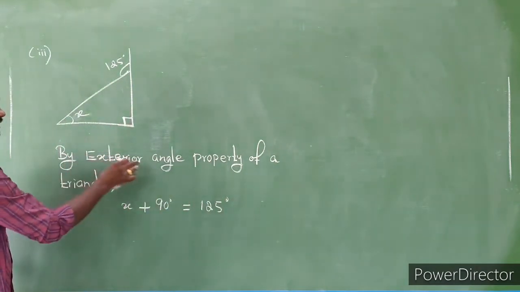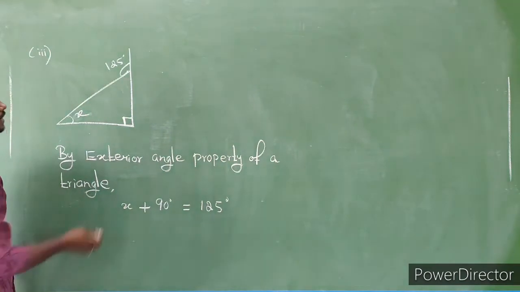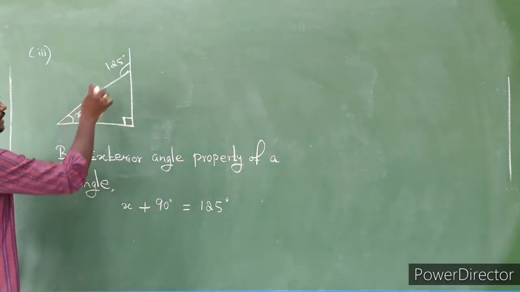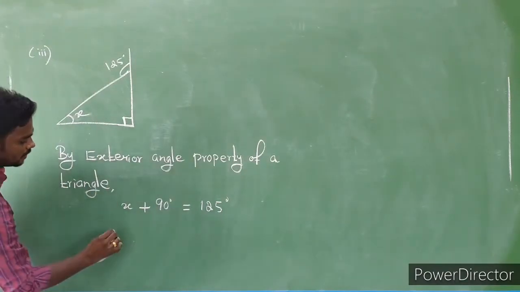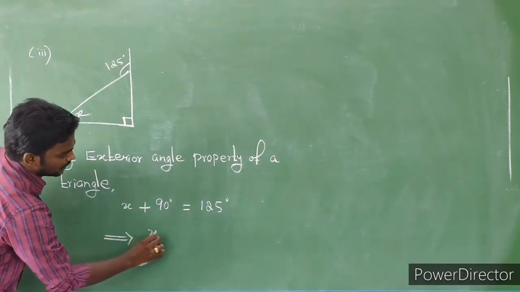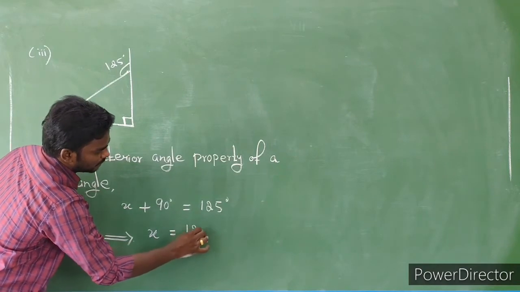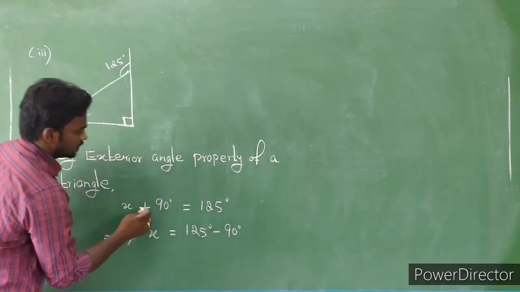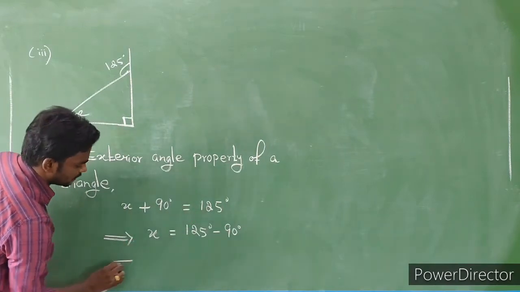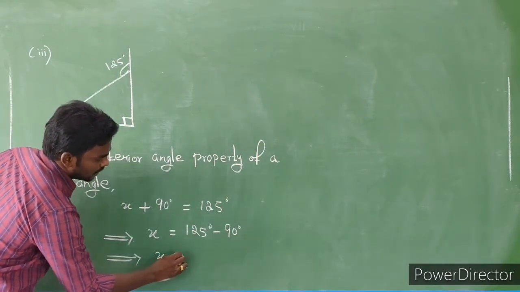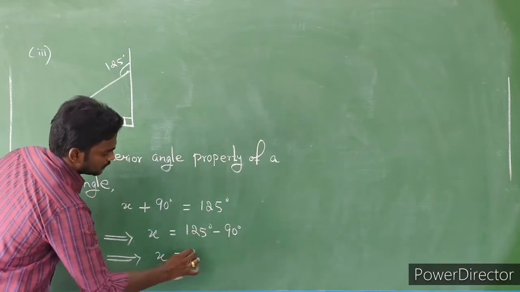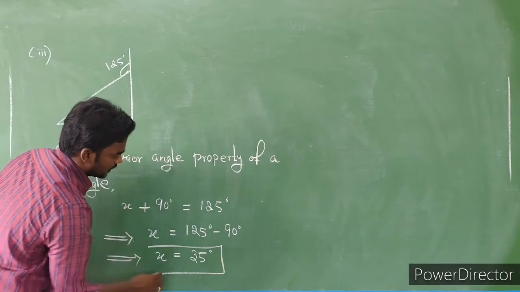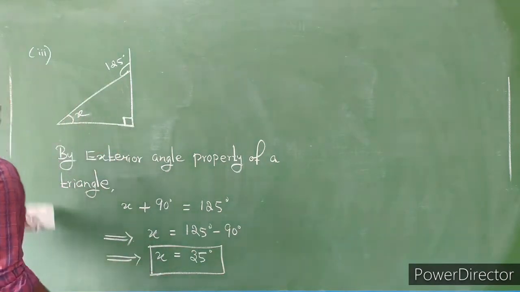So by exterior angle property of a triangle, x plus 90 degree, the sum of interior opposite angles, is equal to the exterior angle. Implies that we keep the value x on one side and 125 degree minus 90 degree. This 90 is transposed into minus 90, so the value of x is equal to 125 minus 90, that is 35 degree. So the value of x is 35 degree.